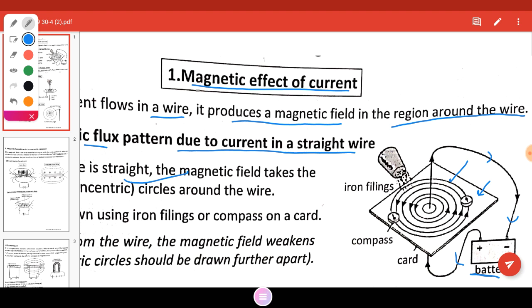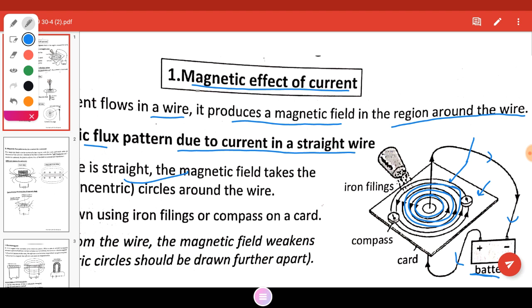and move the cardboard, vibrate it gently. What happens? We observe that the iron filings are arranged in the form of concentric circles, representing the magnetic flux lines. These lines are called magnetic flux lines.